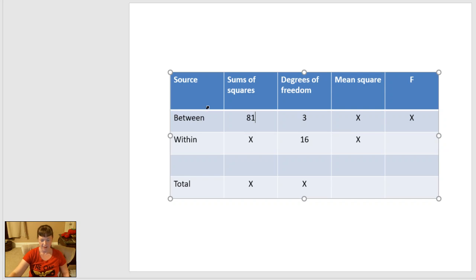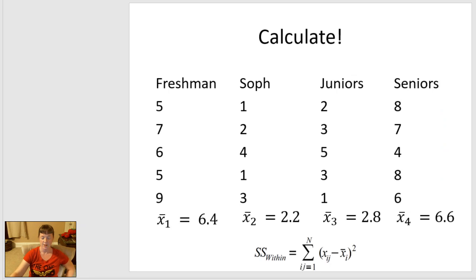Voila! But now I'm going to need to calculate my sums of squares within. So I go back to my data, and here is my equation for the sums of squares within. I'm going to take each person and subtract their own subgroup average. So I'm going to take all the freshmen and subtract 6.4 from each of their scores. I'm going to take all the sophomores and subtract 2.2 from all of their scores. Then I'm going to go to the juniors and subtract 2.8 from all of their scores.